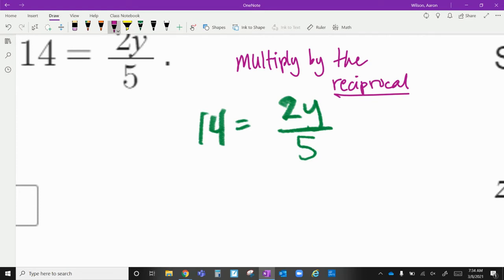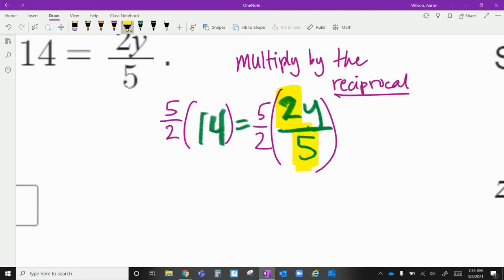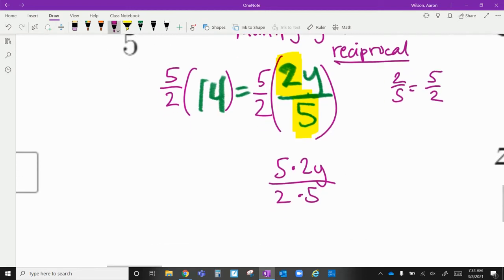We're going to multiply both sides by 5 halves. And the reason why I'm multiplying both sides by 5 halves is because that's the reciprocal of 2 over 5. You see the 2 and the 5 there? Well, if we flip 2 over 5, the reciprocal is 5 halves. And the reason why we're doing this, I'm going to draw this out. We're doing 5 times 2y, and then we're doing 2 times 5. When we multiply that, you go straight across. So 5 times 2y is 10y, and then 2 times 5 is 10.